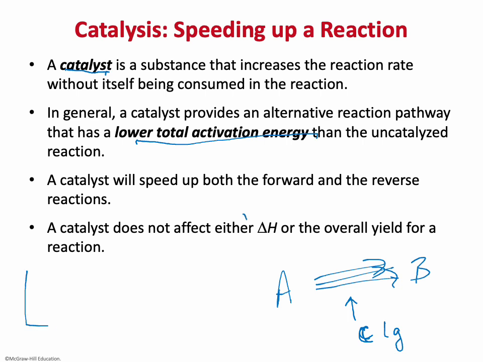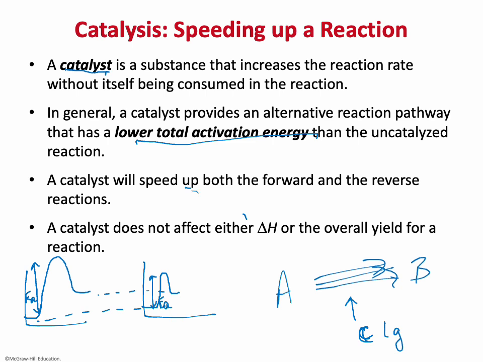For instance, let's say this is a reaction, A is changing into B like this, and this is how much activation energy is needed originally. If I add a catalyst, it reduces the activation energy to a little bit lower. Nothing else changes. This value is still the same, this value is still the same, but now the activation energy is a little lower, and that's why the reaction goes a lot faster.